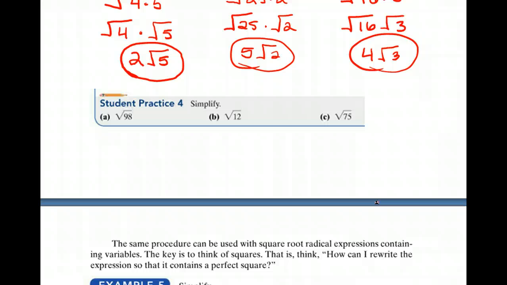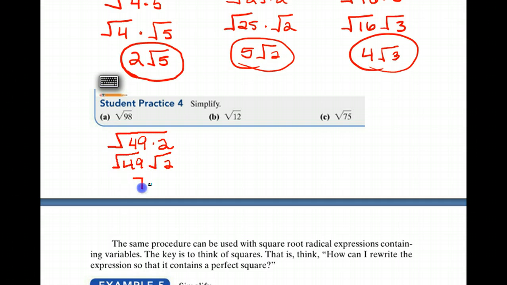Okay, at this point everybody should have solved these problems, and sometimes the hardest part about doing these is finding the perfect square. For 98, I broke this one into 49 and 2. Square root of 49, square root 2. 49 is the perfect square, so we're going to break that to 7 root 2.